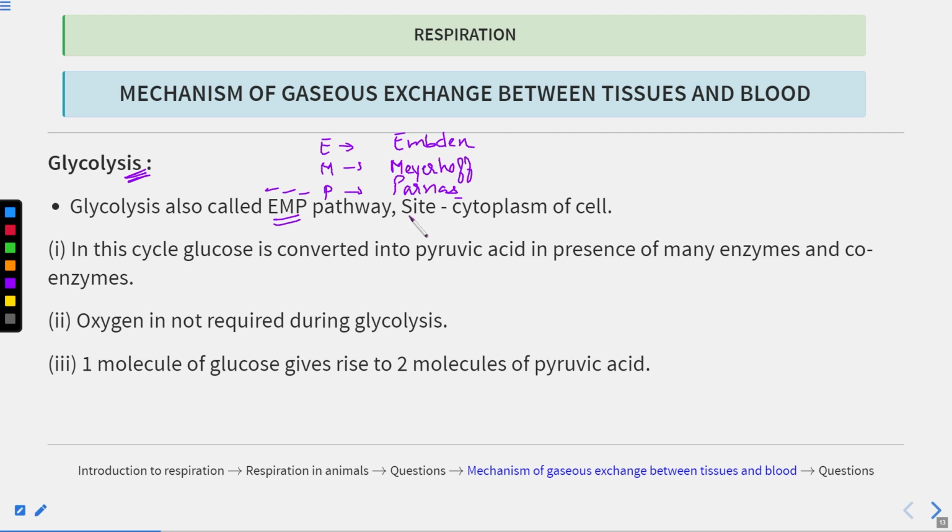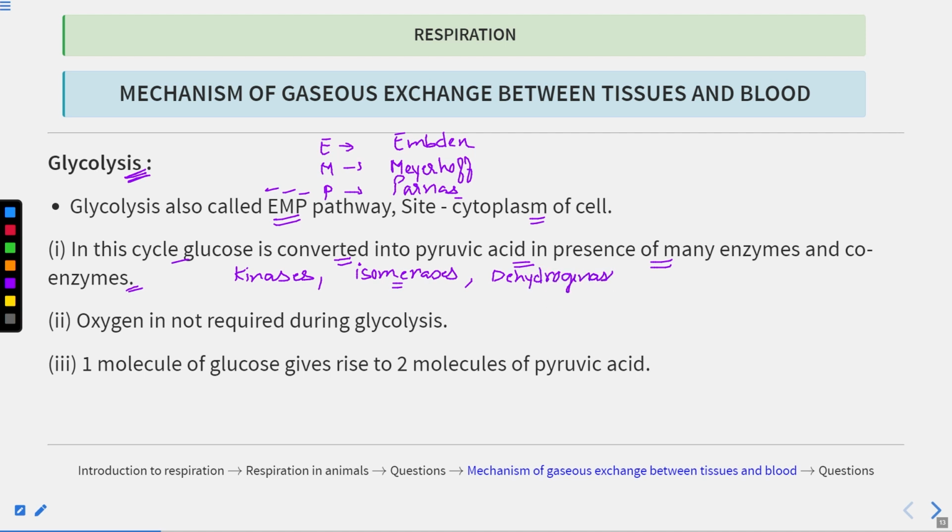Now, what is the site of glycolysis? It takes place in the cytoplasm of the cell. Here, glucose is converted into pyruvic acid in the presence of many enzymes as well as coenzymes. There are different classes of enzymes involved here. Kinases are involved, which help in the transfer of the phosphate group. Then isomerases are involved, which bring out the rearrangement of the molecules. Then some dehydrogenases are also involved.